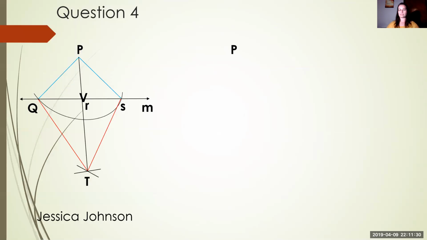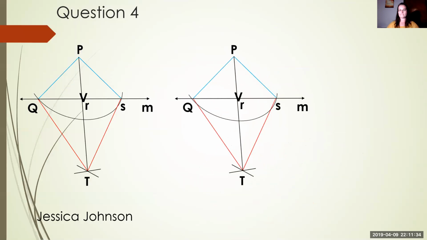The next question is to show why angle QPT is congruent to angle SPT. Due to triangle QPT and triangle SPT being congruent, that makes angle QPT and angle SPT congruent. Angle Q is congruent with angle S. Angle P from each triangle, QPT and SPT, are congruent.